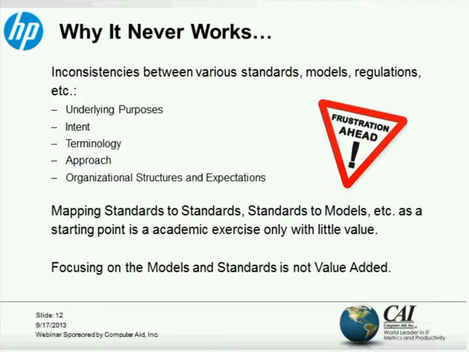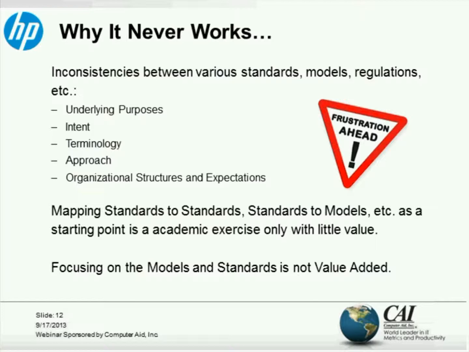If we think about configuration management, for example, a simple activity that's done in most every successful organization, change management or configuration management. If you look in some of the models, they talk about it being configuration management. In other models, they talk about it being change management. In other places, it's data management. In other places, it's requirements change management. But are they different? No. The underlying expectations are the same. So if you're focusing on the models and standards, you're not really adding the value necessary.